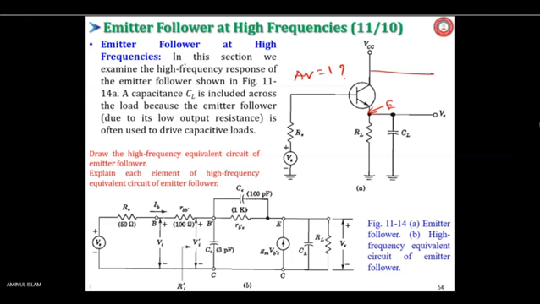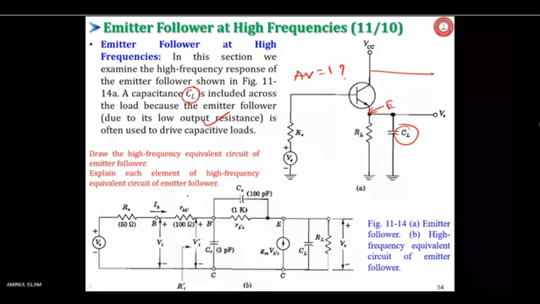Shown in this diagram, a capacitance CL. See, the CL is included across the load because the emitter follower, due to its low output resistance, is often used to drive capacitive loads. Okay, so the reason is also mentioned why CL is taken.